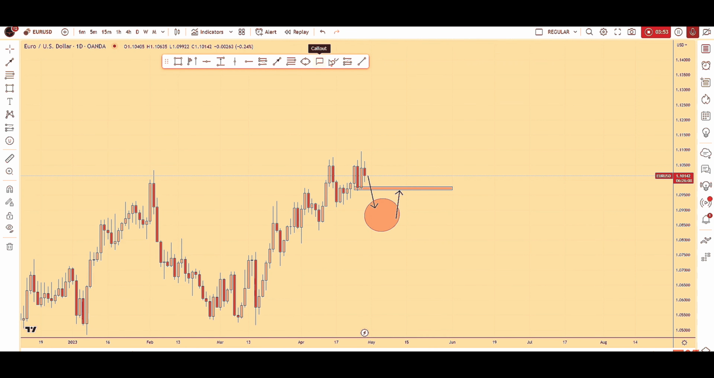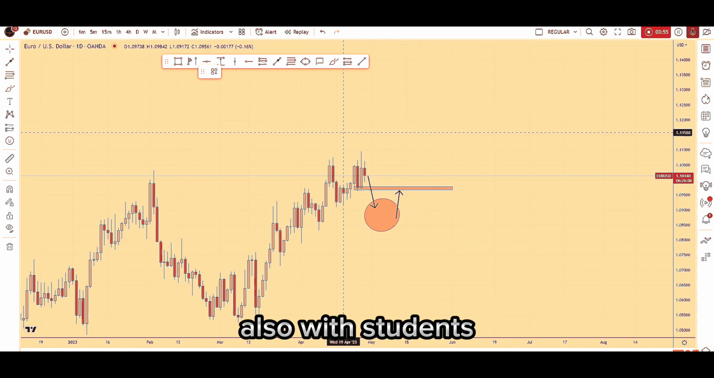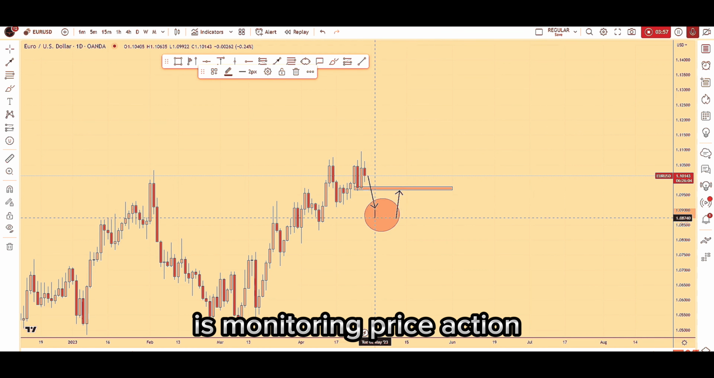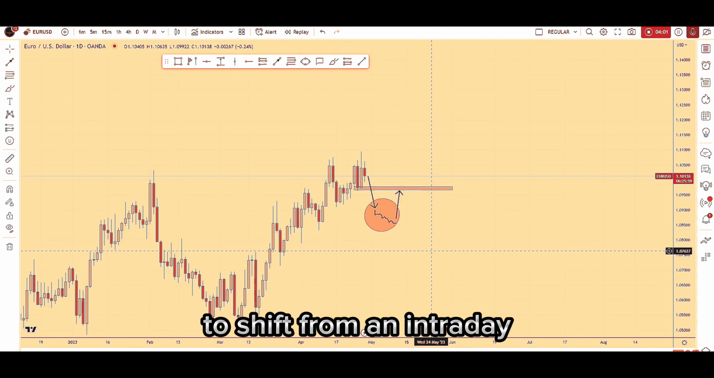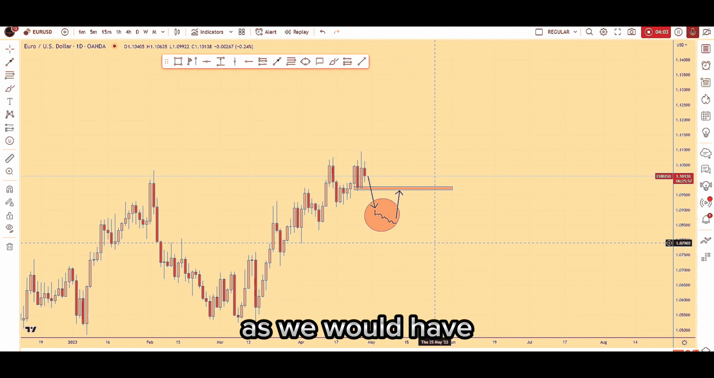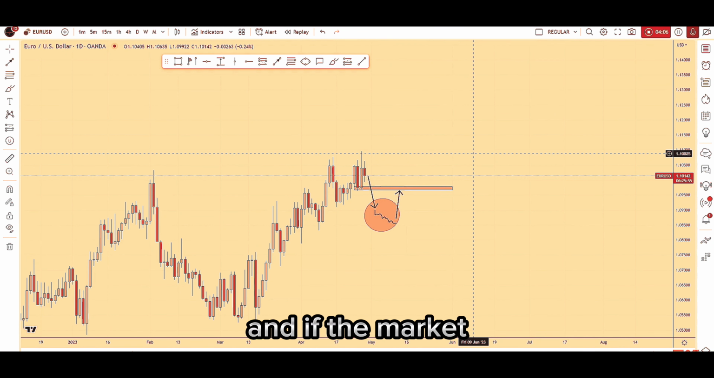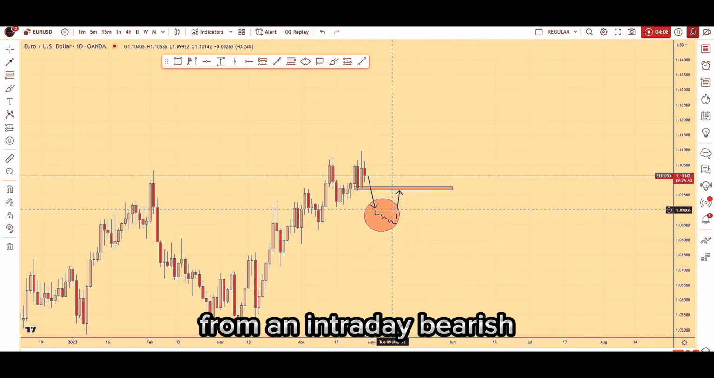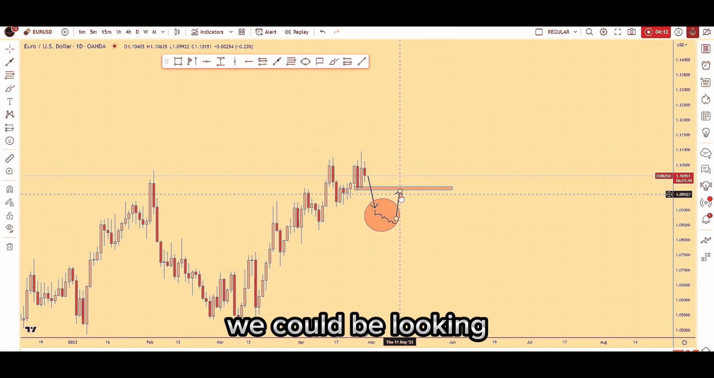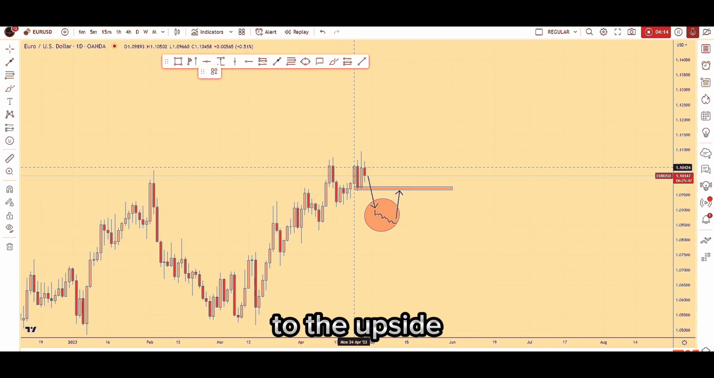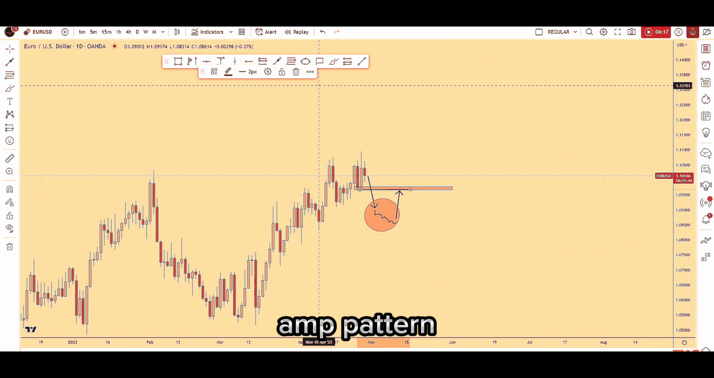Therefore, what we could be doing, potentially also with students, is monitoring price action from an intraday perspective during this move to the downside, waiting for the market to shift from an intraday bearish market as we would have to an intraday bullish market. And if the market would shift from an intraday bearish to bullish market and provide to us one of our valid entries, at that point we could be looking for a potential rejection to the upside for the completion of this M pattern at the neckline.